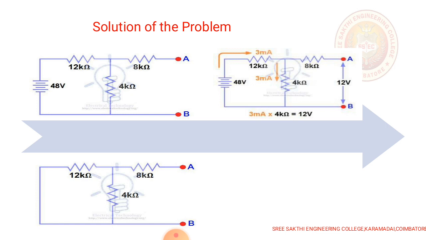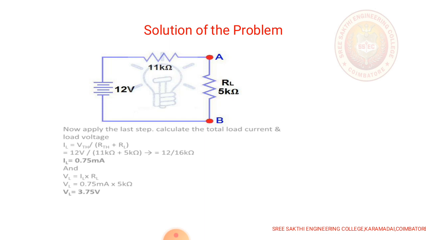Now we can calculate the total resistance across the terminals A and B. For that, the 12 kilo ohm resistor and the 4 kilo ohm resistor are parallel with each other. So we apply the R1 R2 by R1 plus R2 formula. After getting that value, we should add it to the 8 kilo ohm resistor because it is in series with this resistor. After doing the simplification, the RTH value will be 11 kilo ohms. So we got VTH and RTH.